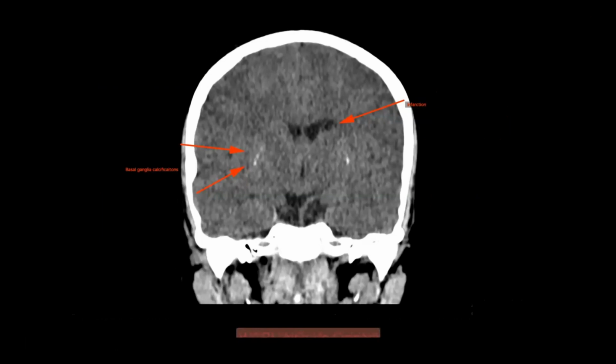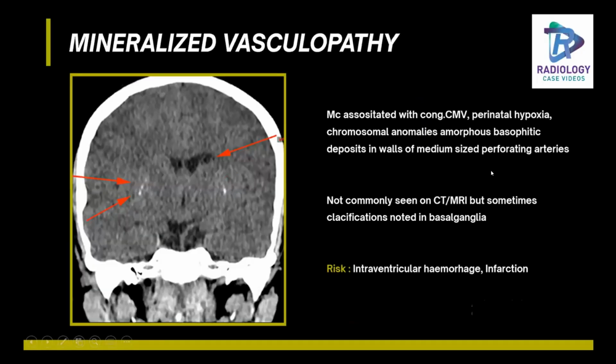Moving on, this is a coronal plain CT brain image showing subtle punctate basal ganglia calcifications. And there's also evidence of a chronic lacunar infarct in the head of the left caudate nucleus. So this is a case of mineralized vasculopathy.